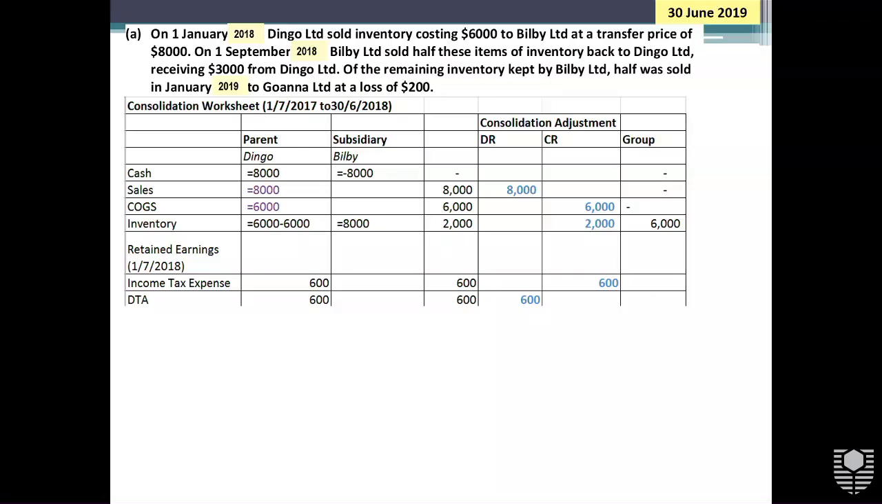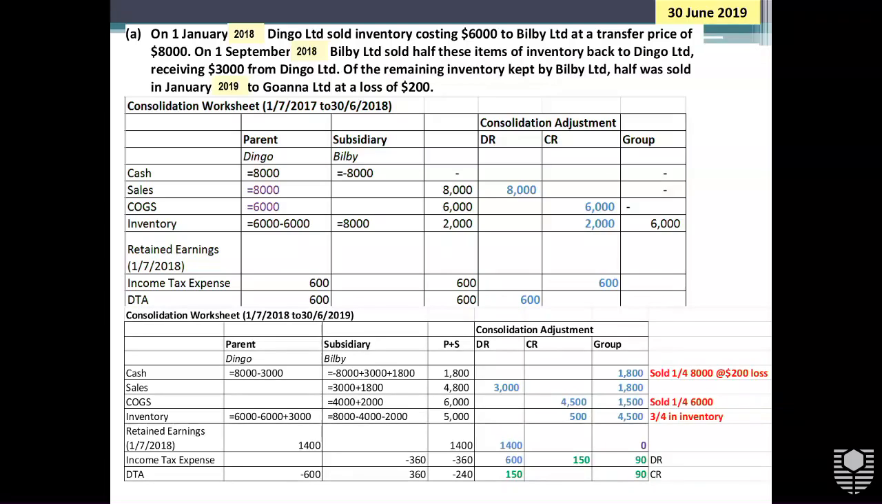In the books of our parent at that stage, we've got an income tax expense of 600. That's from the 1st of July 2017 to the 30th of June 2018. On the 1st of September 2018, notice it's in the next financial year, so this is why we've got to do it in 2 parts. In the next financial year, let's do our adjustment in the books of Bilby. We are going to sell half of it for $3,000.